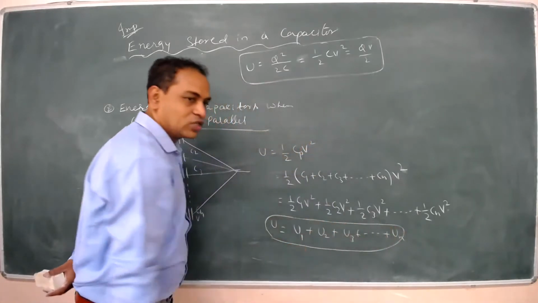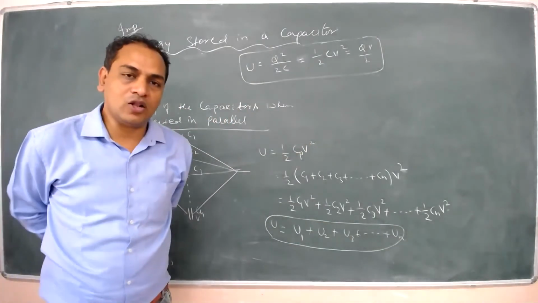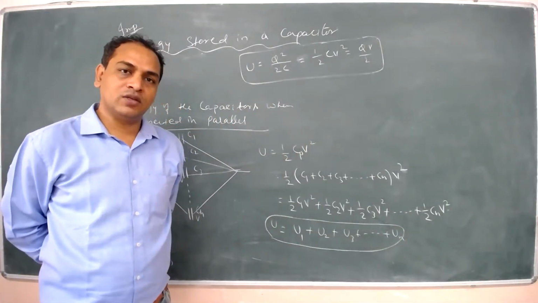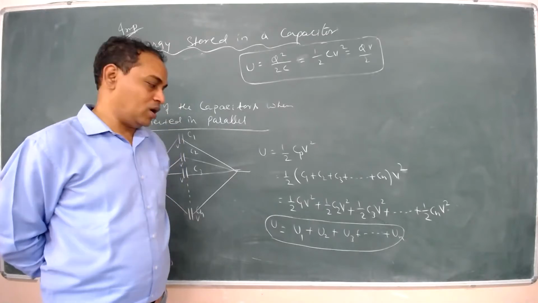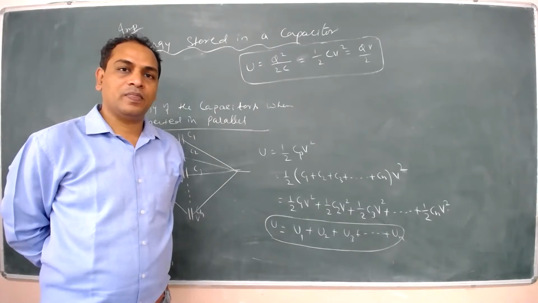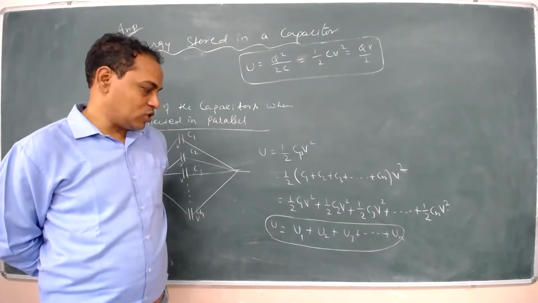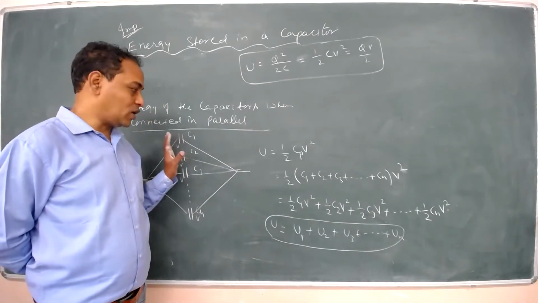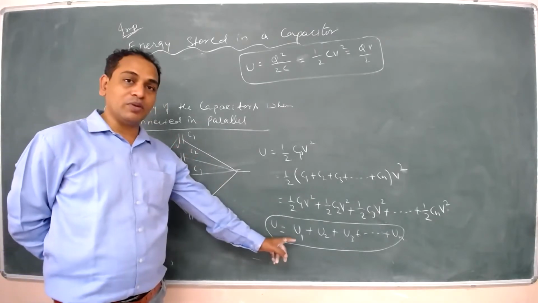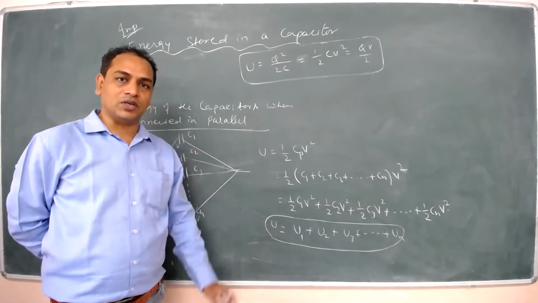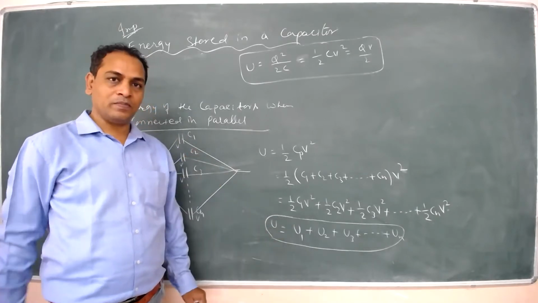So in case of parallel also we are getting the same result as we got in series. That means in series or parallel the energy is nothing but directly added. So in case of series or parallel, the total energy of the capacitor is the algebraic sum of the energies of each individual capacitor. So this is how we can say, right?